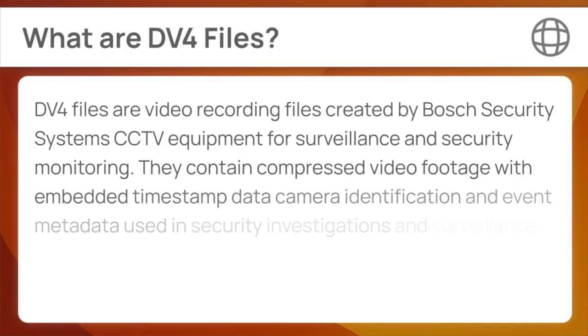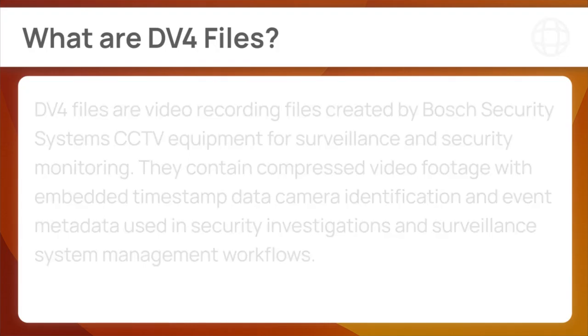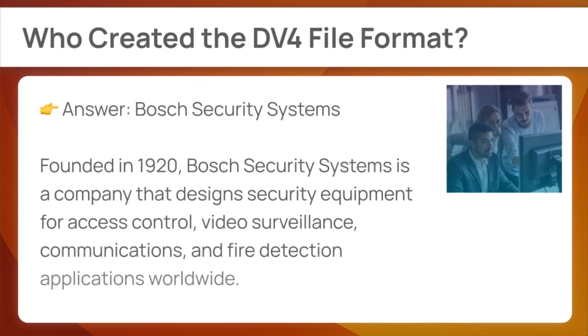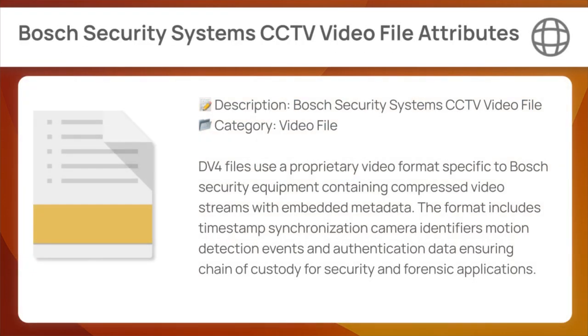DV4 files are video recording files created by Bosch Security Systems CCTV equipment for surveillance and security monitoring. They contain compressed video footage with embedded timestamp data, camera identification, and event metadata used in security investigations and surveillance system management workflows. DV4 files use a proprietary video format specific to Bosch security equipment, containing compressed video streams with embedded metadata.